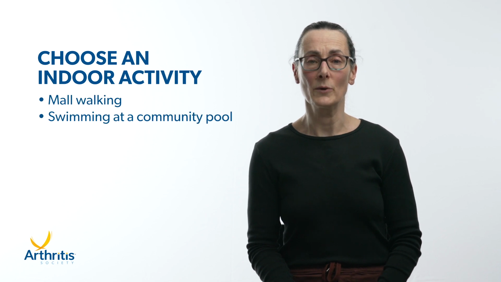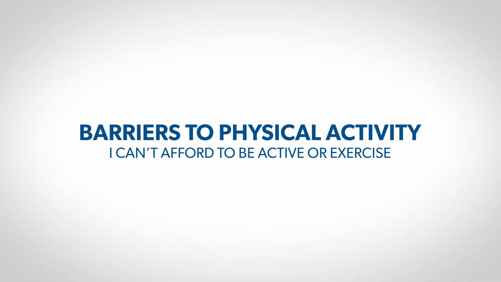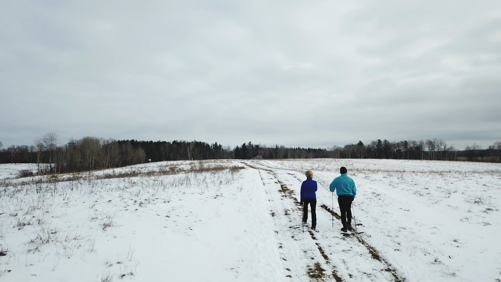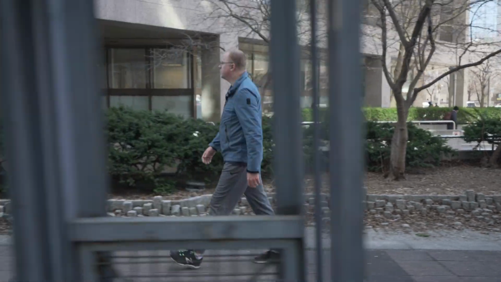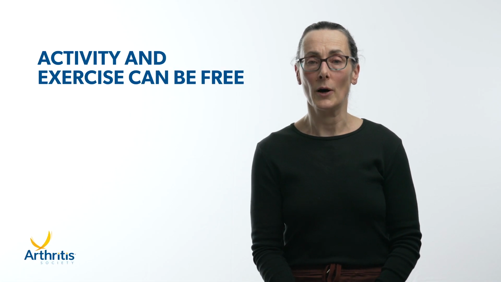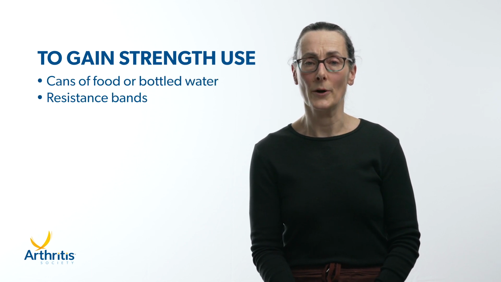Have an indoor activity like mall walking or swimming at a community pool if it's too cold, wet, hot, or icy outdoors. You don't need to join a gym or use machines to be active or exercise. Physical activity and exercise can be inexpensive or free. Walking in the park or a mall is free. If you want to gain strength, you can use cans of food, bottles of water, or resistance bands instead of gym weights.